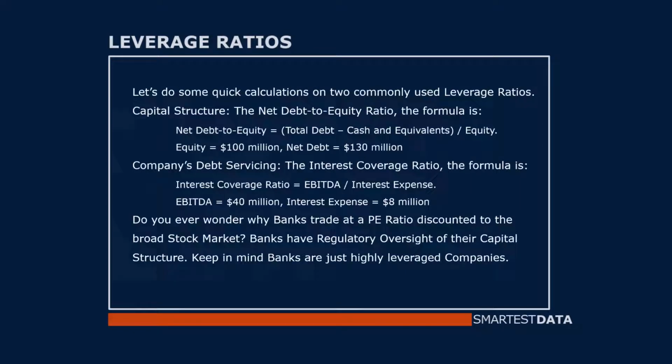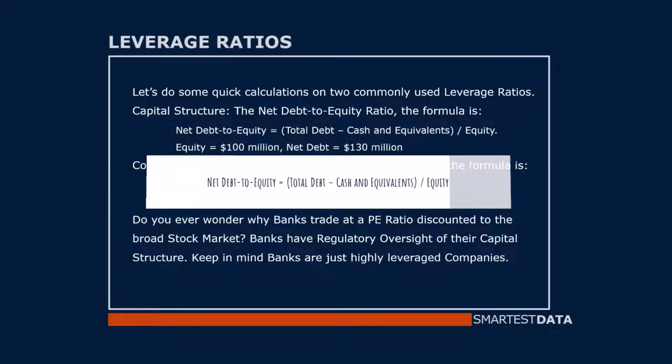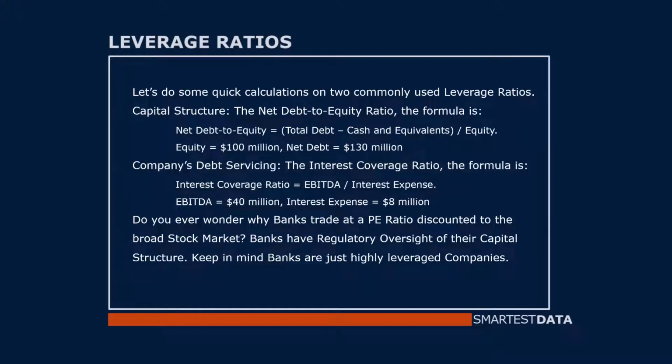Let's do some quick calculations on two commonly used leverage ratios. First off, with the capital structure, the net debt to equity ratio. The formula is net debt to equity equals total debt minus cash equivalents divided by equity. So if a company's got equity of 100 million and net debt of 130 million, what is the net debt to equity ratio? Okay, so let's put in the numbers.